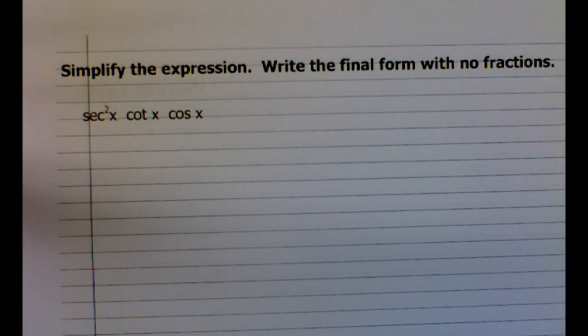Here are some extra examples to go along with our fundamental trig identities. We are going to simplify our expressions and not have any fractions in the answer.